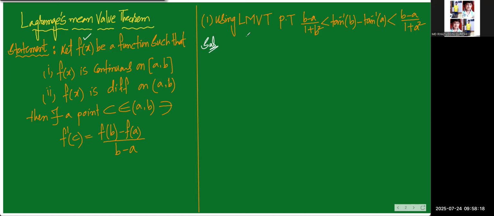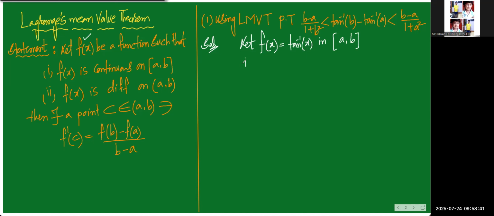So according to the requirement, according to our problem, we have to choose, we have to assume our f of x value is equal to tan inverse of x. And specifically interval is also not given. If interval is not given, we assume our interval is general interval, that is a comma b. Now we need to check the two conditions.